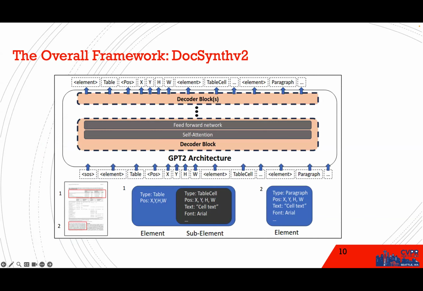As you see in the bottom section there, we represent a table, for example, as first the table label, then its X, Y coordinates, and then its cells hierarchically nested inside. This is all flattened to a single string. For something like a paragraph, this would be labeled paragraph, also with its bounding box coordinates, and then the actual contents of the paragraph in terms of the text and any embedded font information that would be there.